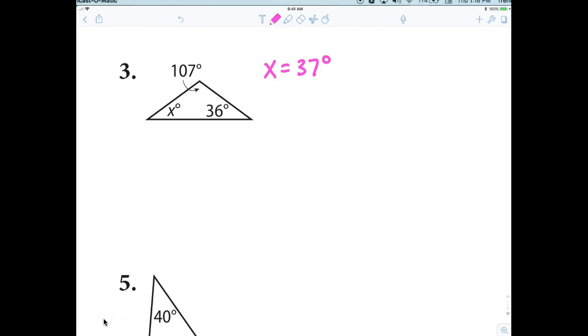And if that's 37 degrees, are any of the sides equal? No. So we say scalene, but this is, yeah, it's obtuse. Now, remember, in an obtuse triangle, you only need one angle that's greater than 90. So we'd say this is obtuse and scalene. Obtuse and scalene.